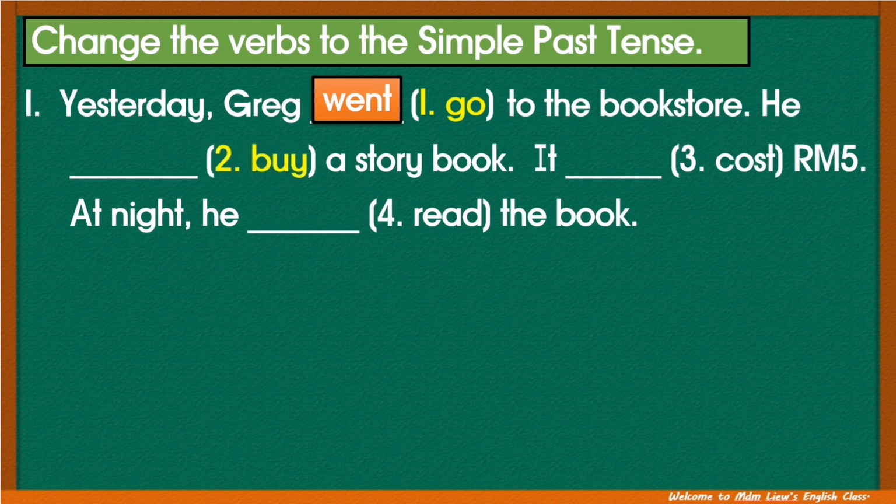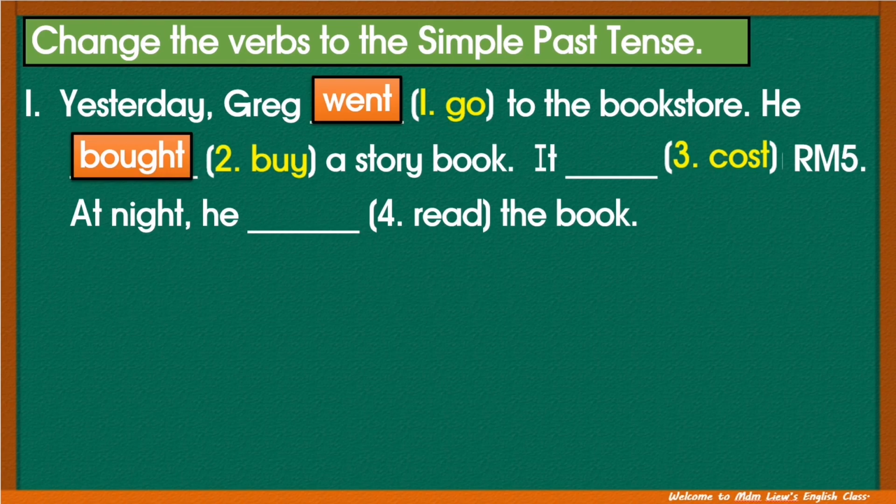He buy. Can you guess the past tense of buy? It's bought. B-O-U-G-H-T, bought. Buy becomes bought. He bought a storybook. It cost.